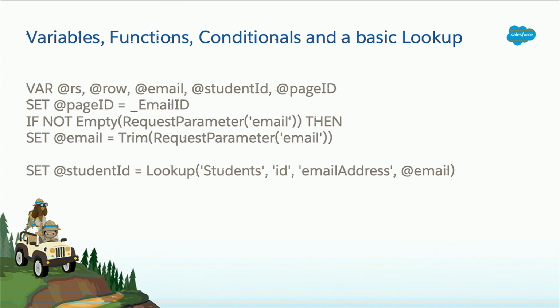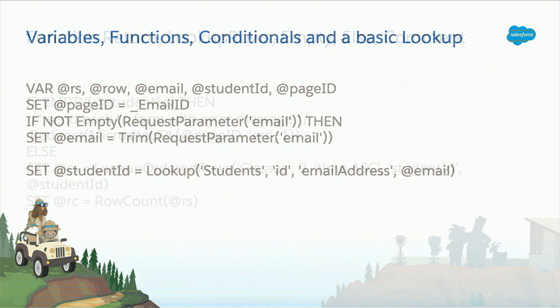So we set that email address that we passed into a variable called email. So we're checking to find the ID of the record within students that matches that email address. If there isn't one, we won't get anything back. If there is one, we'll get one value returned, and that will be the ID of that student.